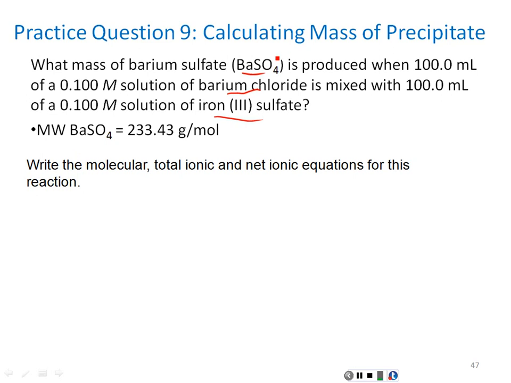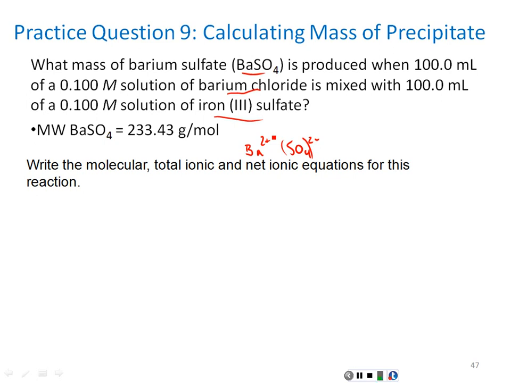So hopefully you can see from the formula of barium sulfate, if you remember that SO4, the sulfate ion, has a -2 charge, that means barium must have a +2 charge. The other way you can find that is by looking at barium's place in the periodic table. You know that it's in the second column. It's going to lose 2 electrons to form a noble gas configuration.